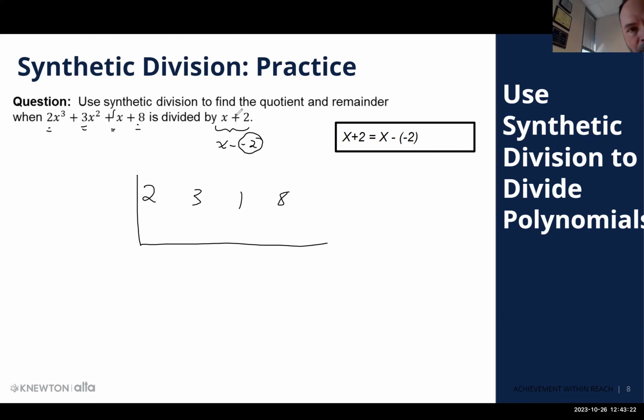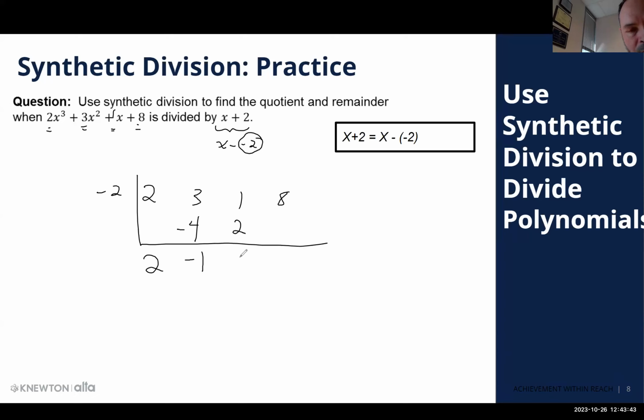You have to rewrite it. If it's a plus, you have to rewrite it and put a negative 2 here. You're going to drop the 2. You're going to multiply the negative 2 by the 2, which gives me negative 4. You're going to add the 3 and the negative 4, which is a negative 1. Negative 2 times negative 1 is positive 2.